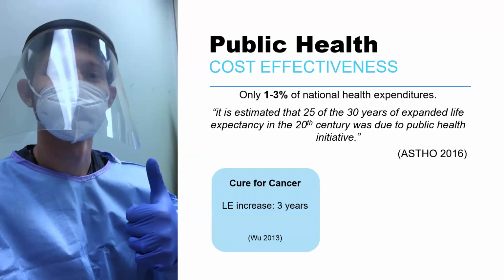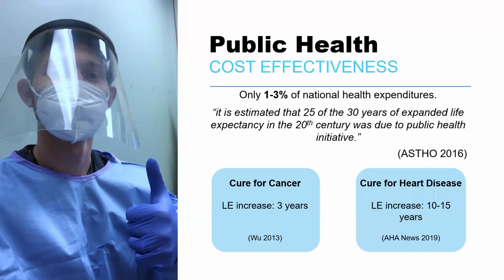So cure for cancer, let's say we cure cancer right now. Life expectancy would increase about 3 years. So if life expectancy is 76 right now in America, we could expect it to move up to 79. Cure for heart disease, if we cured all heart disease, life expectancy would increase 10 to 15 years. So now that 76-year-old person is living to 86 or 91 instead of 76.